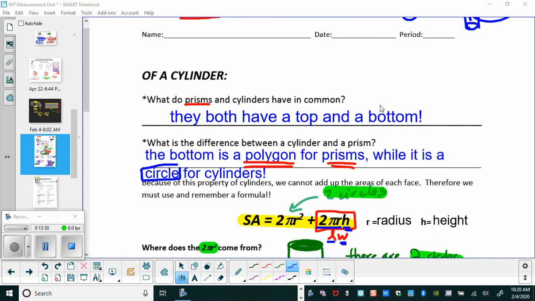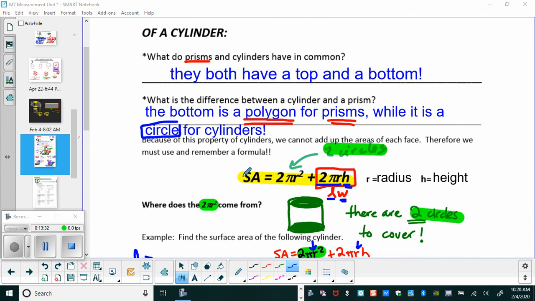So friendly reminder, all we're trying to do here is cover up a cylinder. You've got a pi r squared, which is a circle. Since there's 2 circles, that's the 2. And then this is the part where you're covering up the weird curvy face that when you peel the label off, it's actually a rectangle. And now you know how to cover up a cylinder, and that concludes this video.